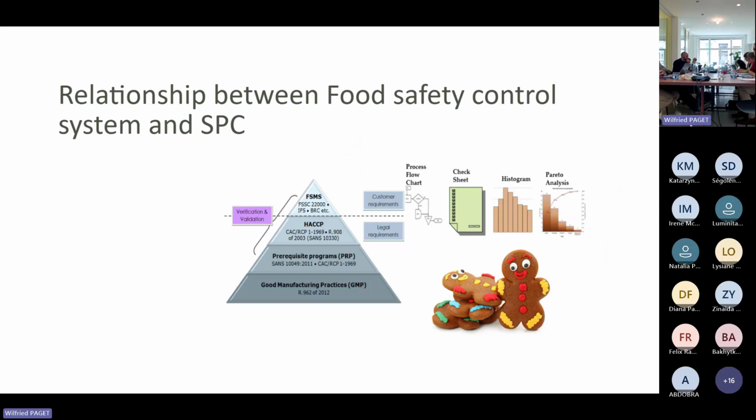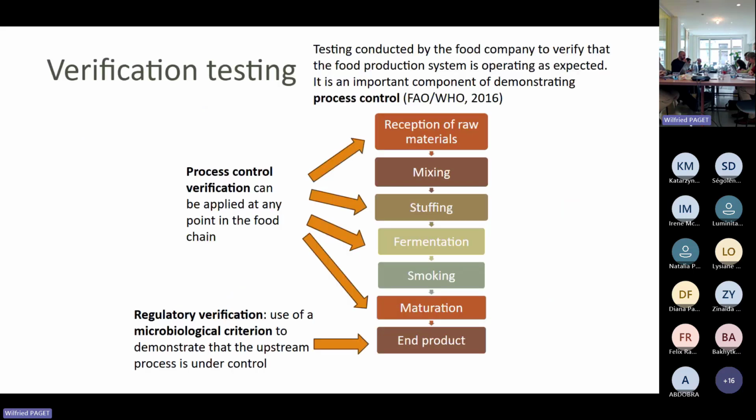So there is a relationship between food safety control and statistical process control. And usually the food companies need to verify the food production. So they need to check if the products have the expected characteristics. This is important also to demonstrate that the process is in control. We call this process control verification. So this is a verification test that the companies can do, or they do and should do.